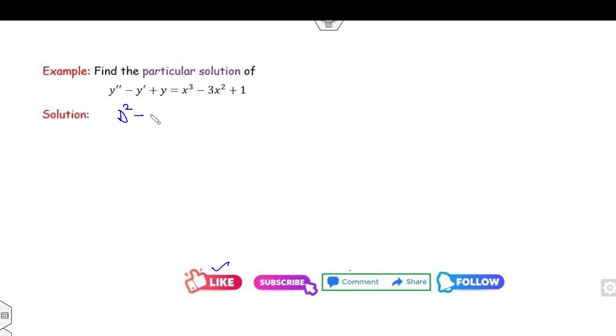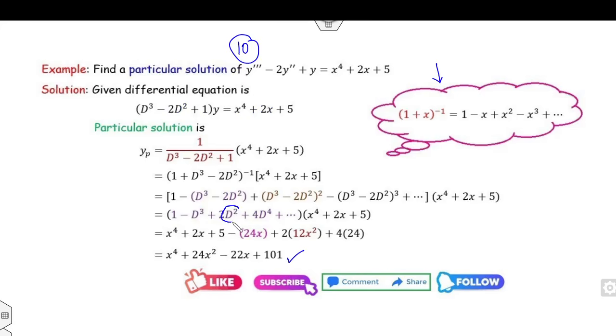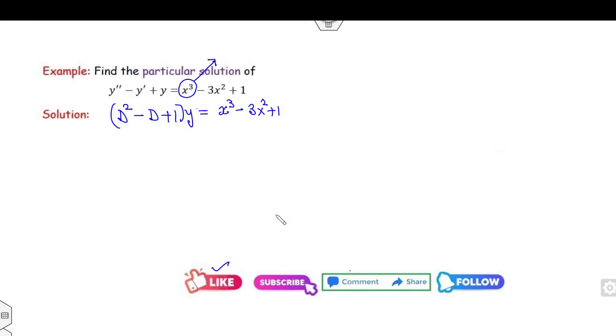So how can you write that? It's d square minus d plus 1 of y. Fine. Now look at the right hand side. The degree is my 3. Then you have to consider only those powers where the maximum degree is my 3.